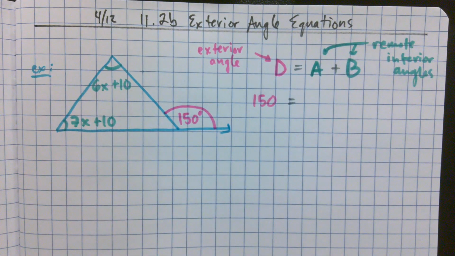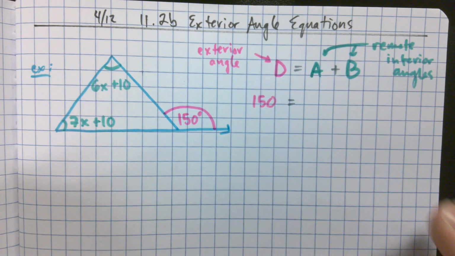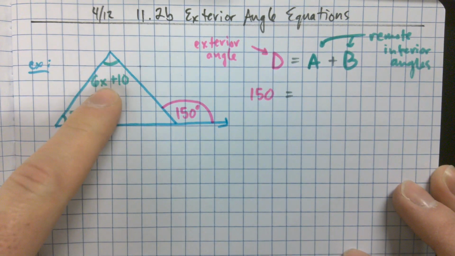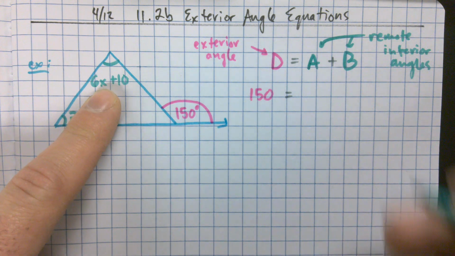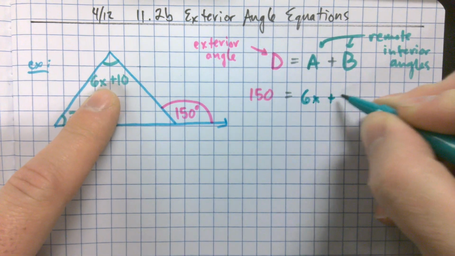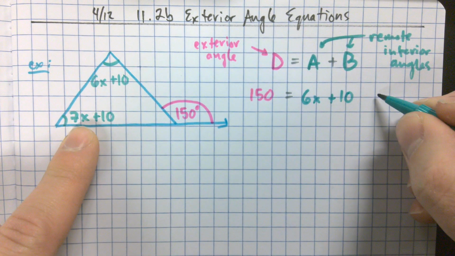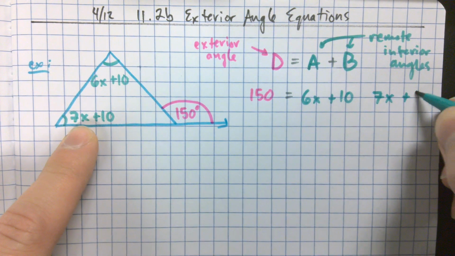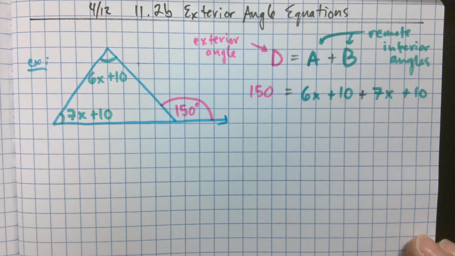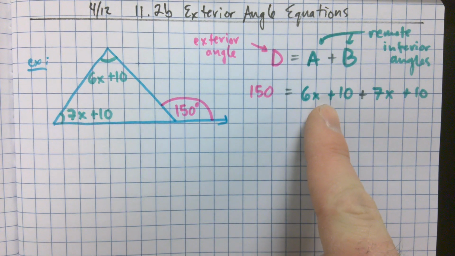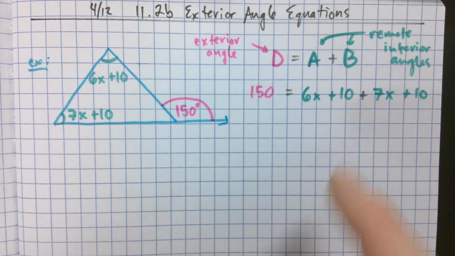We're going to set it equal to my first remote interior angle. The order does not matter. 6x plus 10 plus 7x plus 10. So there's my A, there's my B.